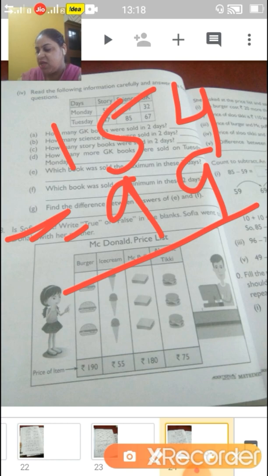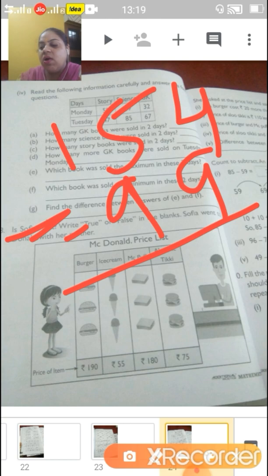Question number 8. Write true or false in the blanks. Now we have to write down true or false. It is a story based question. One I will tell you, the rest you will get in PDF form. Now burger, ice cream, McPuff, aloo tikki were there. Okay, it is a McDonald's price list.